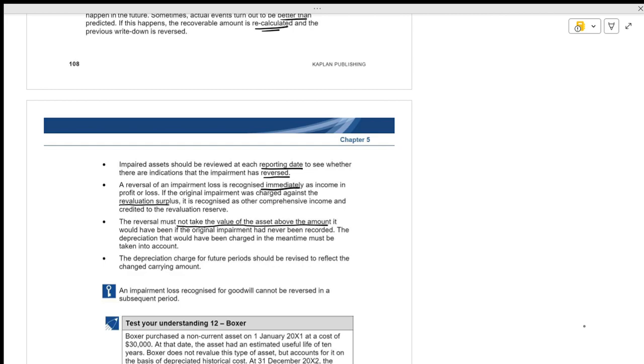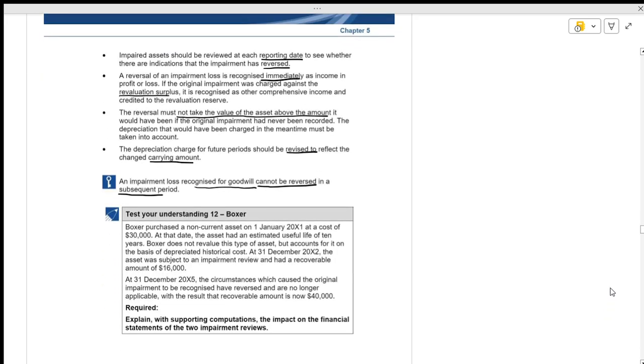The depreciation for the period should be revised to reflect the carrying amount, meaning we charge depreciation based on the current position. An impairment loss for goodwill cannot be reversed. There are very clear conditions mentioned here.